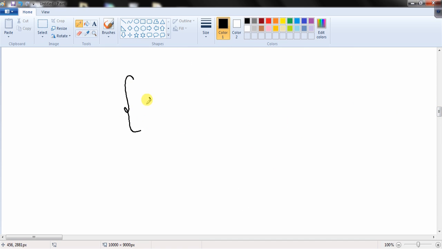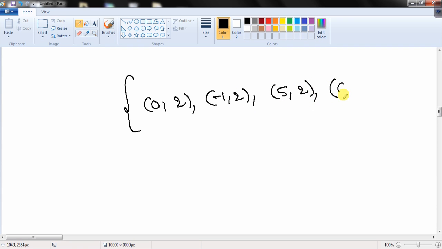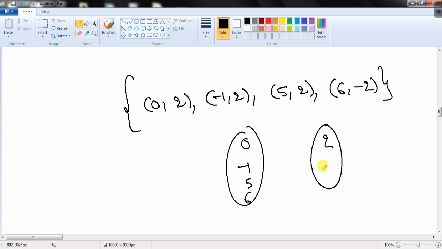If I see this: 0, 2, minus 1, 2, 5, 2, 6, minus 2, is the given relation a function? With inputs 0, minus 1, 5, 6 and outputs 2 and minus 2, yes, it is a function. No x coordinate has two images, every value in the x coordinate has exactly one image in the y coordinate, so clearly it is a function. This is a function, but the earlier one is not a function.